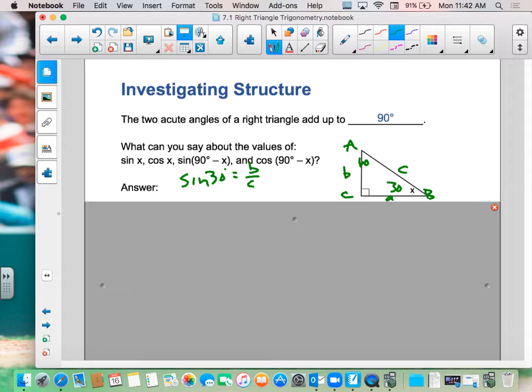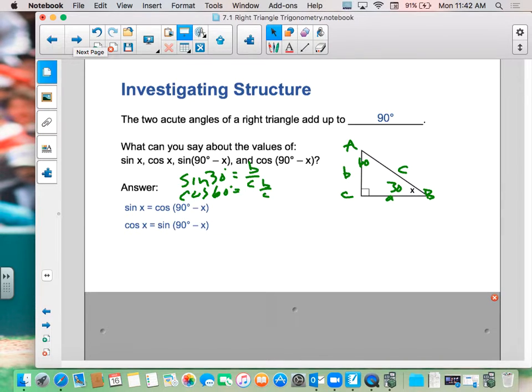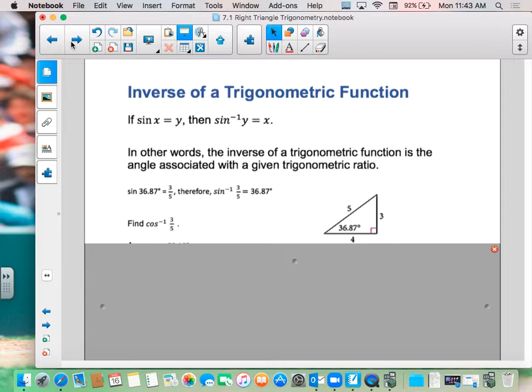Hopefully you notice maybe something about the cosine of 60 degrees. Adjacent over hypotenuse is going to be B over C. So doing a little exploring, you're going to come up with some simple things that happen. You could type these into your calculator, but the sine of x is the same as cosine of 90 minus x, and same with cosine x and sine of 90 minus x.